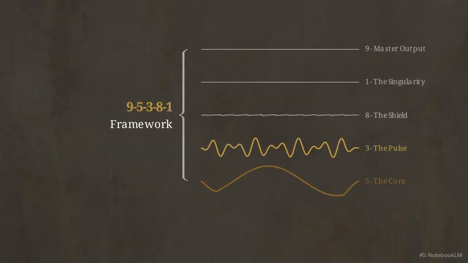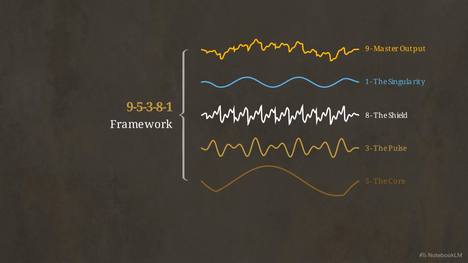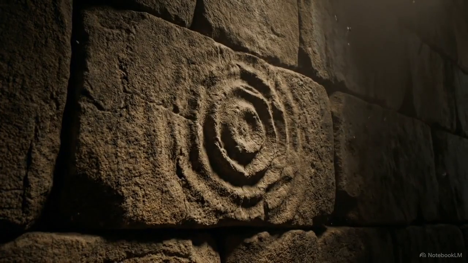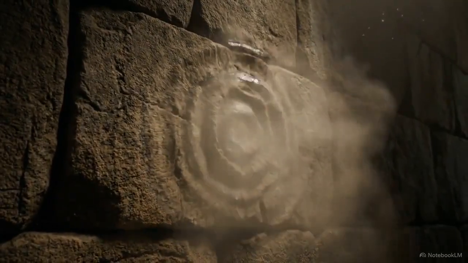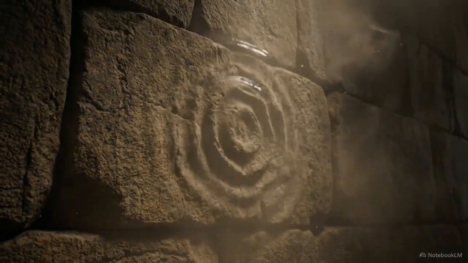Within the 9-5-3-8-1 framework, each number governs a specific frequency layer. The 5 represents the structural core, the 5 bulging nodes. These nodes produce a deep 110 Hz thrum, a sub-bass frequency designed to resonate physically within the human body.